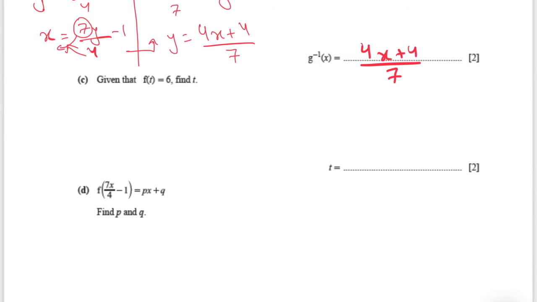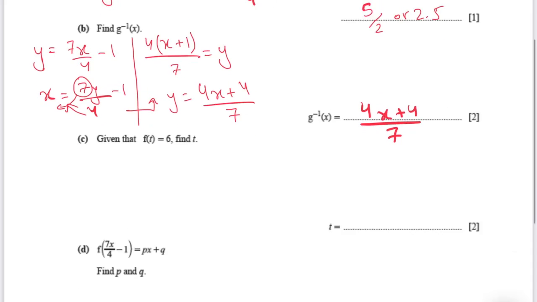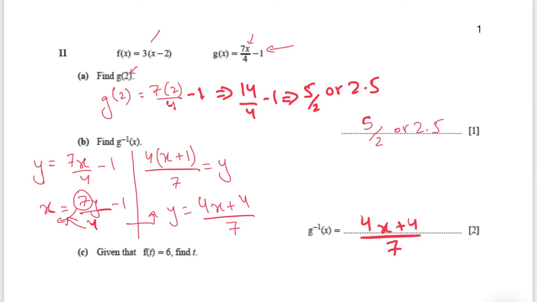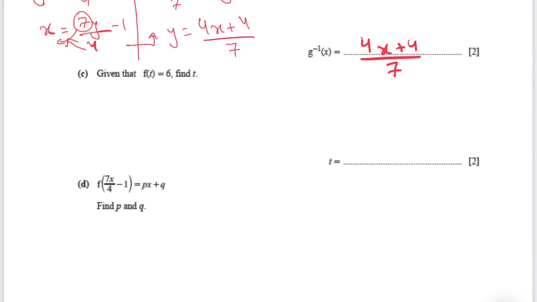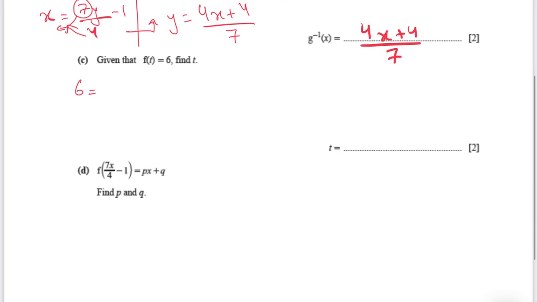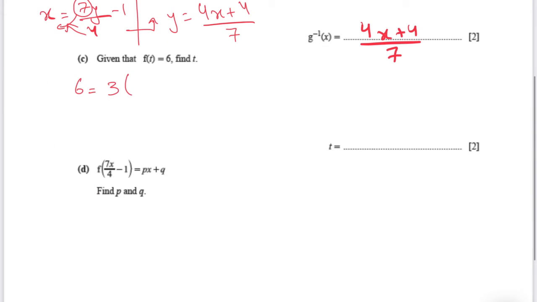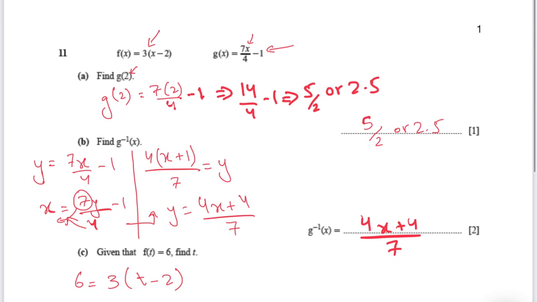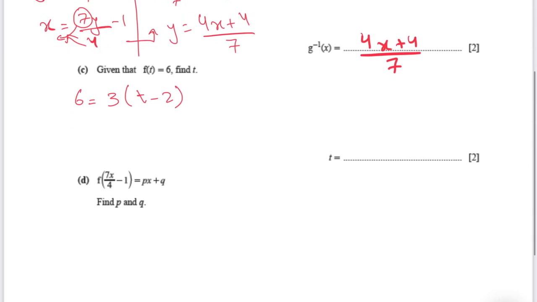Given that f of t is equal to 6, find t. So now they've used the first function and they've told us that the output that you get when you use this function is 6. Find the input, which is x. So let's do that. So 6 is equal to 3 times t minus 2. Instead of x, I wrote t because that is what they've asked us to find. Let's do the next step. We divide 6 by 3 because this comes below this. You get 6 over 3 equal to t minus 2.